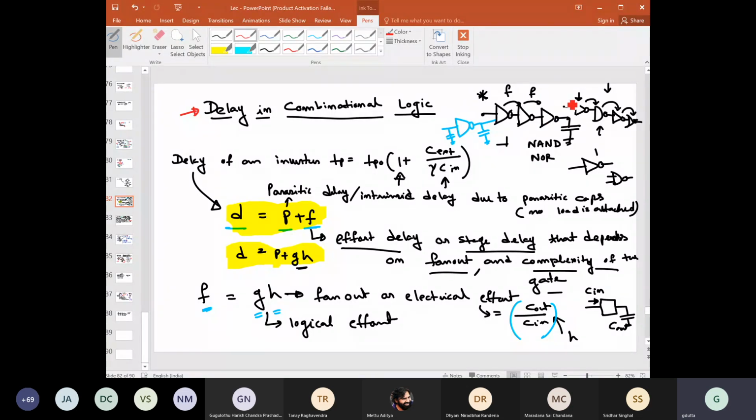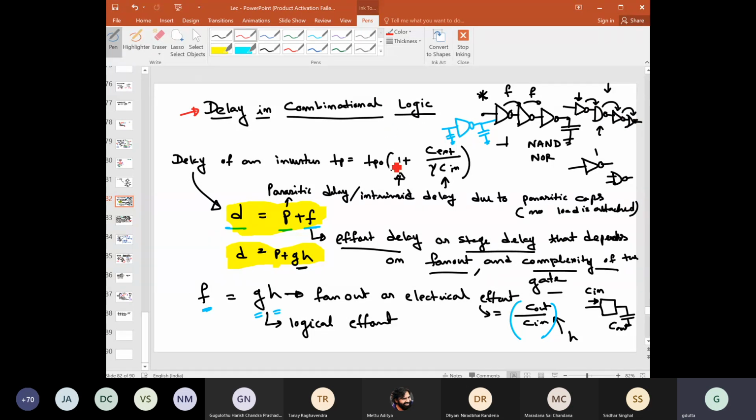But in a practical circuit, as we have discussed, it cannot be only a chain of inverters. It can be a combination of inverters as well as other gates connected in the chain. So how should we approach estimating the delay for this type of chain? How should we find the delay, and how do we minimize it? How do we size these different gates so that the delay is minimized?